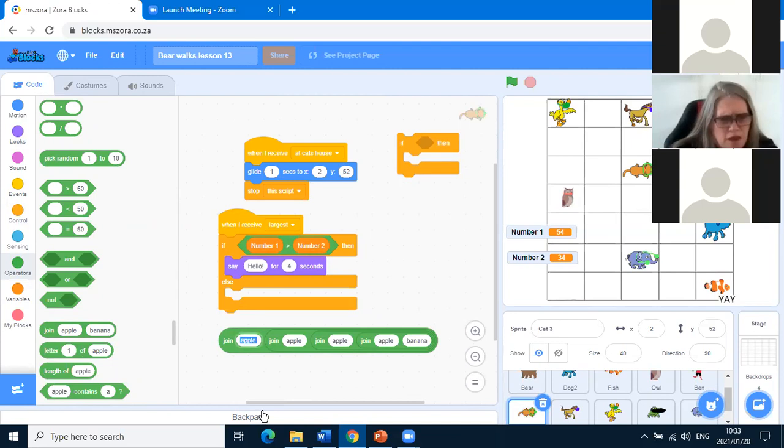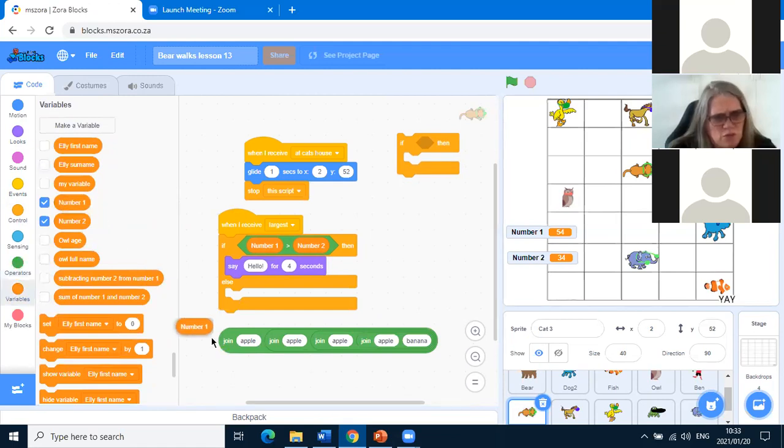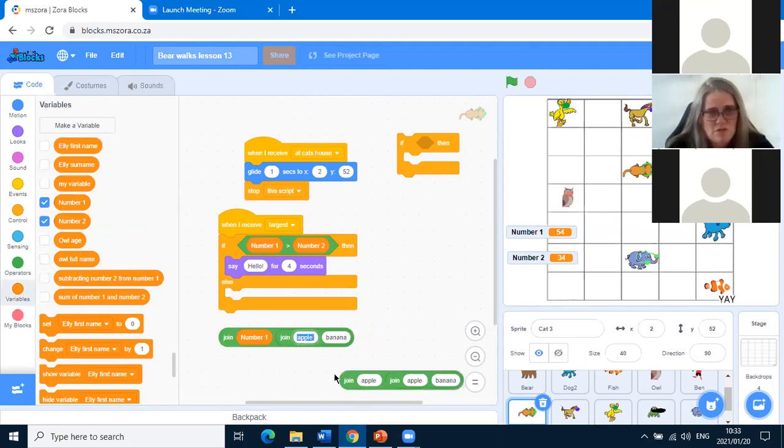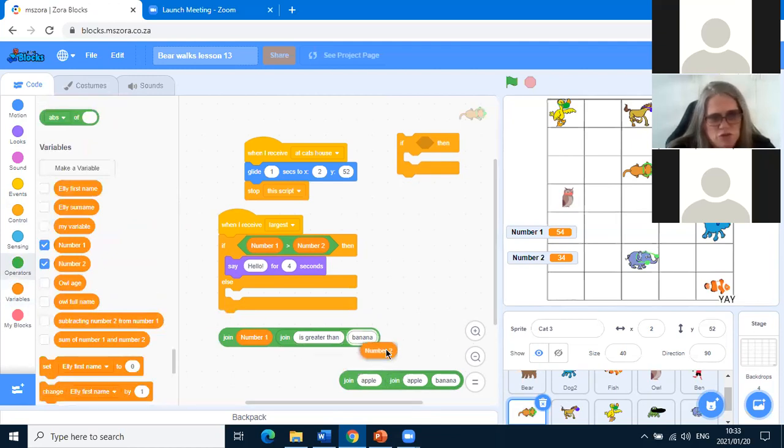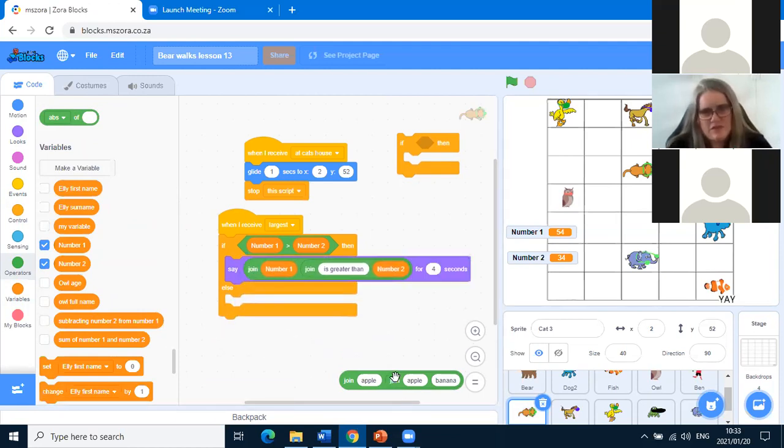Let's say. Right, so what we're going to do is put the number 1 variable in here. Number 1. I don't think we need this lot. We only need that. And then we have a space. Got to make sure we have a space, is greater than, space. And then we're going to put in the variable called number 2. Oops, I grabbed it in the wrong place, put it back. He's going to say that. That can go away. All right, it's going to say that.